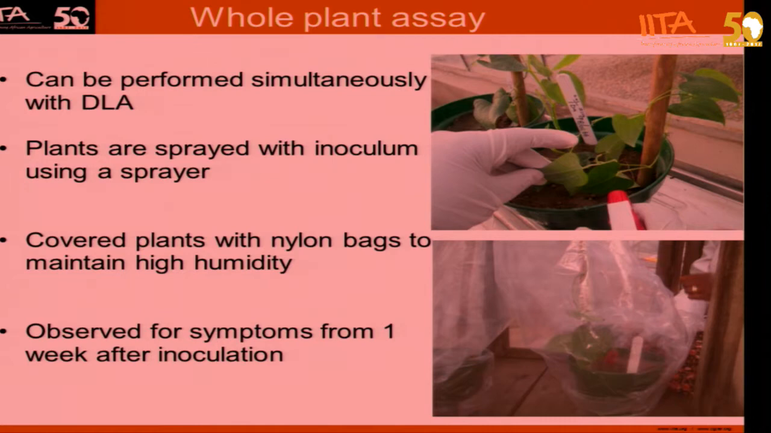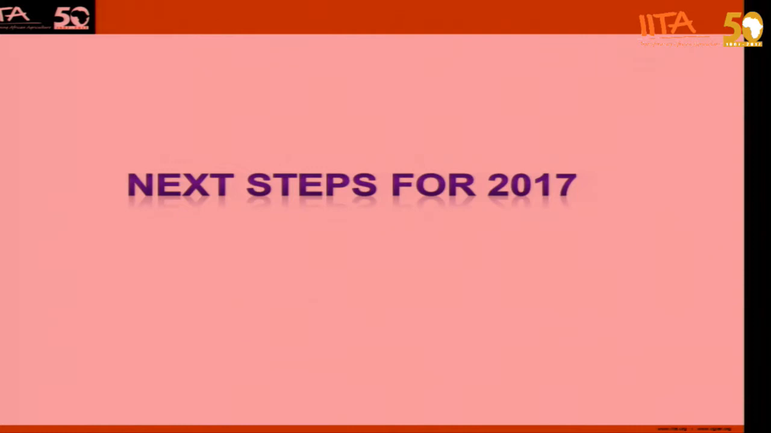For the whole plant assay, we can do it simultaneously with the detached leaf assay, because the leaves could have been detached from those same plants that we're going to use for the whole plant assay. These plants are sprayed with inoculum, making use of a sprayer, and then we cover the plants with nylon bags to maintain high humidity. It's also essential to make sure that the plants are wet before the inoculation, so as to also increase the humidity, because the spores grow best in humid conditions. And then we need to observe symptoms from 1 week after inoculation, and our data collection will be based on this. So what are our next steps for 2017?